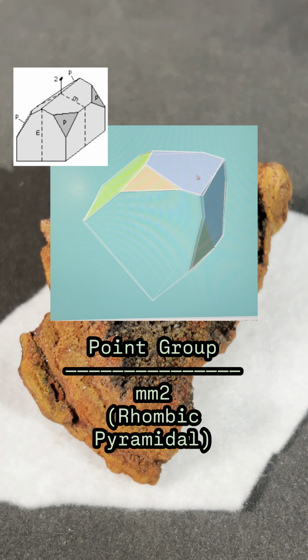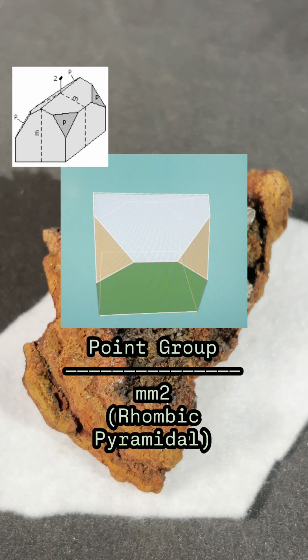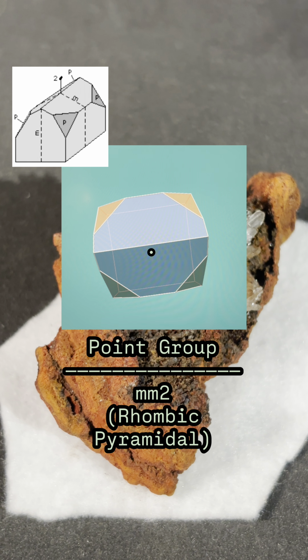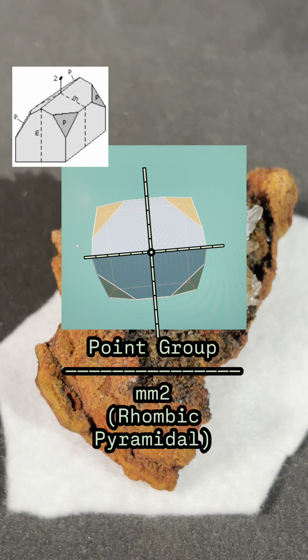This is the shape in the diagram. Here is one of the mirror planes, and here's the other one. And then looking down on the crystal from the top, along the two-fold rotation axis, we can clearly see its corresponding symmetry, as well as both of the intersecting mirror planes.